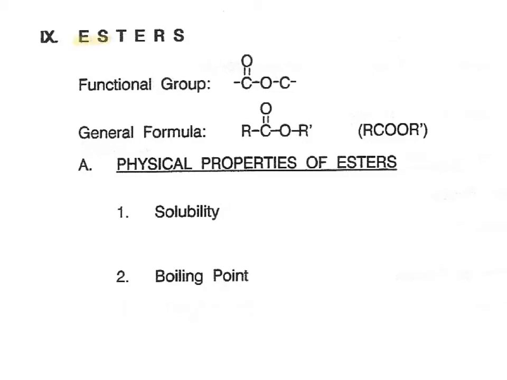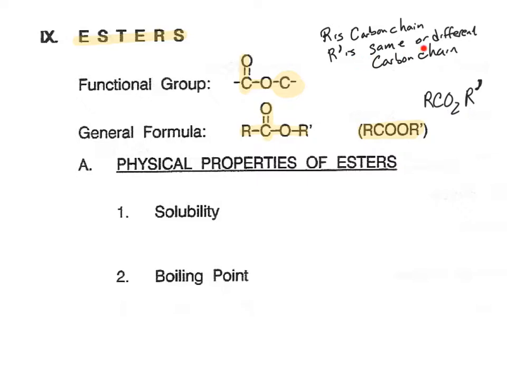Let's look at esters. Esters have a C double bond O, an oxygen, and then a carbon on the other side. This has the general formula RCOOR', and it can be written as RCO2R'. Notice that we do have an R prime. That just means that the R groups can be the same or possibly different. Very likely to be different in this case. There is no name for the functional group ester.